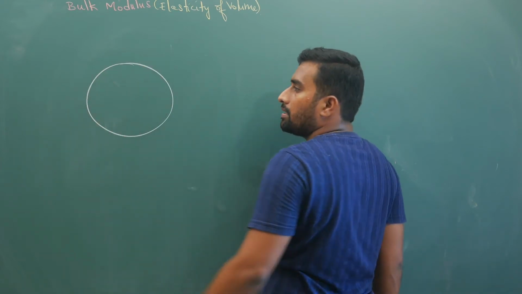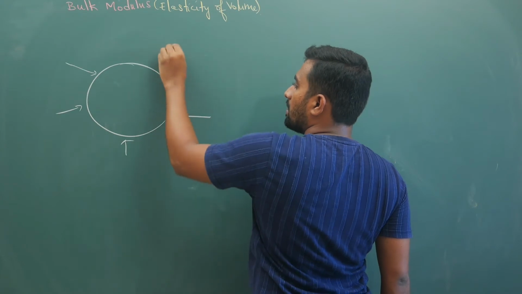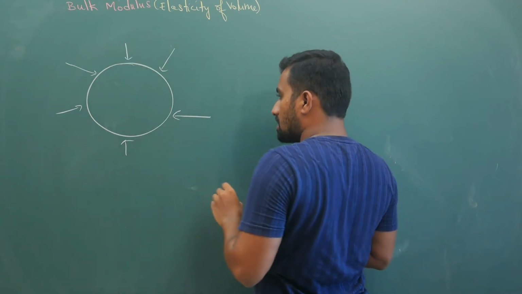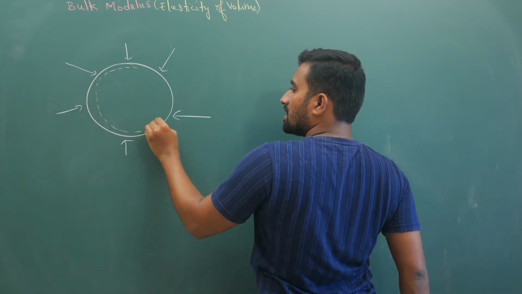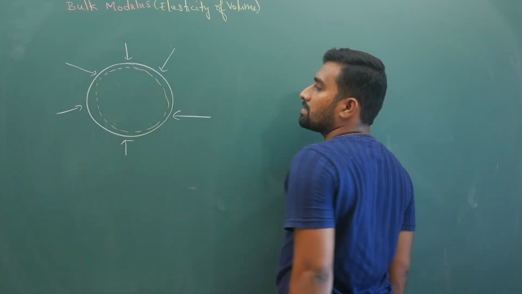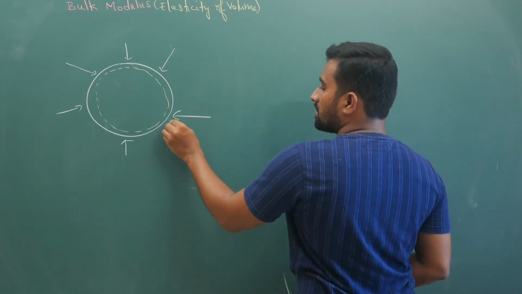Now in this elasticity of volume, what will happen is, if you take some material and apply some external force and compress it, because of the compression its shape has reduced by this much amount, since you have applied some external force.